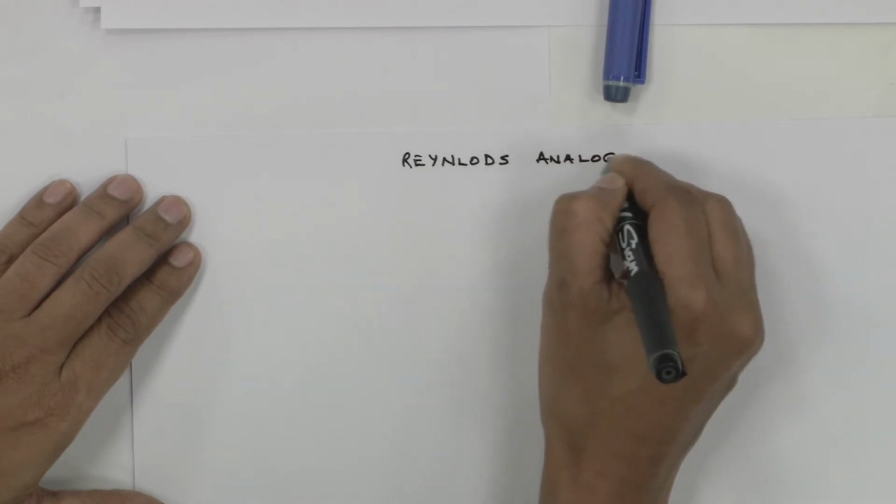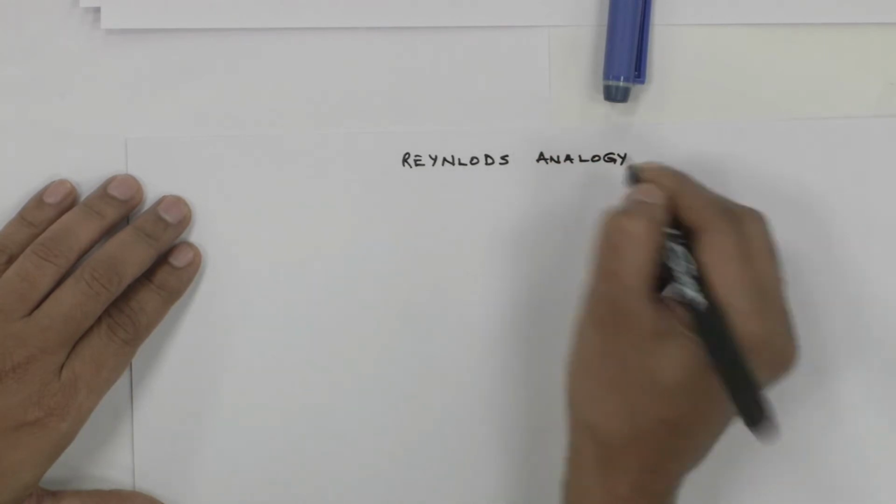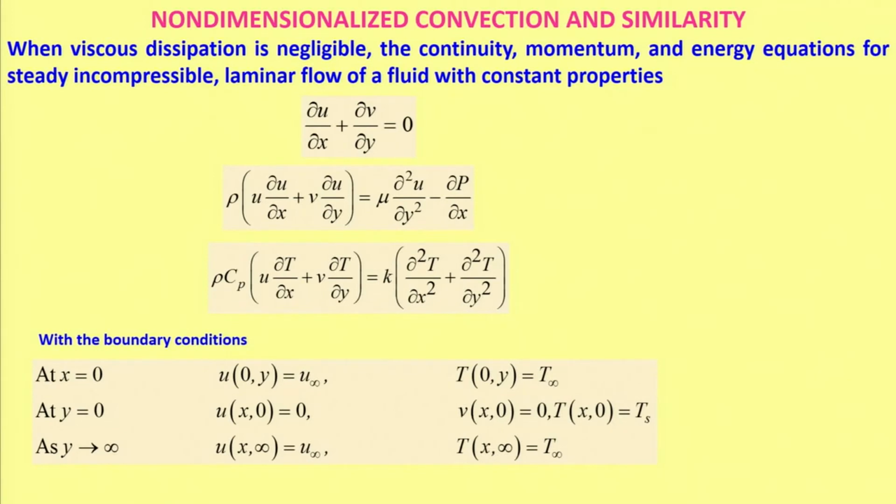Reynolds analogy. So let's get to the slides. In the Reynolds analogy, these are the same equations which we had written, the boundary layer equations if you recollect. When viscous dissipation is negligible, we will have k ∂²T/∂x² plus k ∂²T/∂y² only. These viscous dissipation terms wouldn't be there.